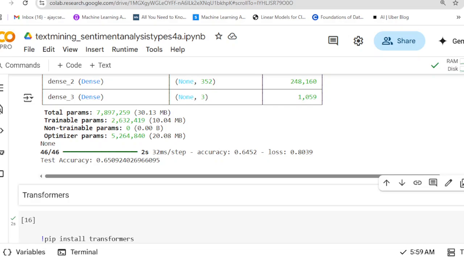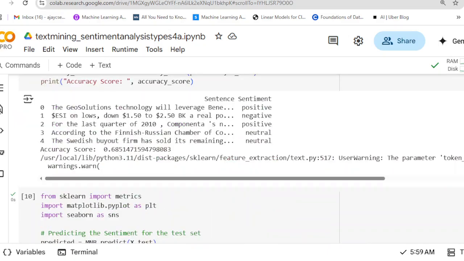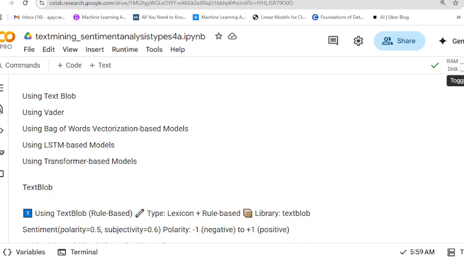So these are the 5 ways in which we can perform sentiment analysis: TextBlob, VADER, bag of words, LSTM based models, and transformer based models. Further, we will see the theory about all these.